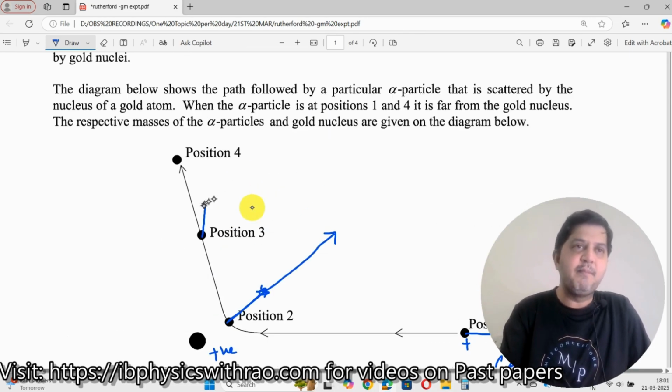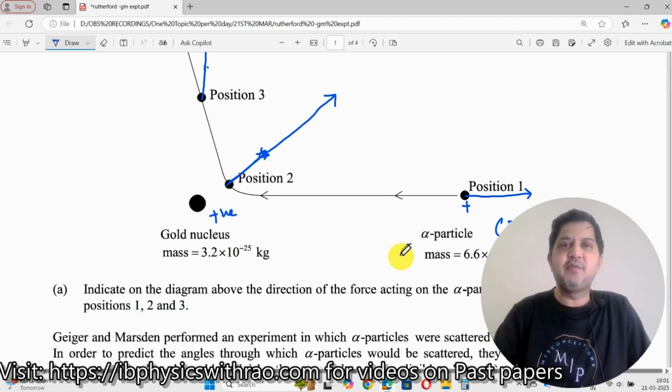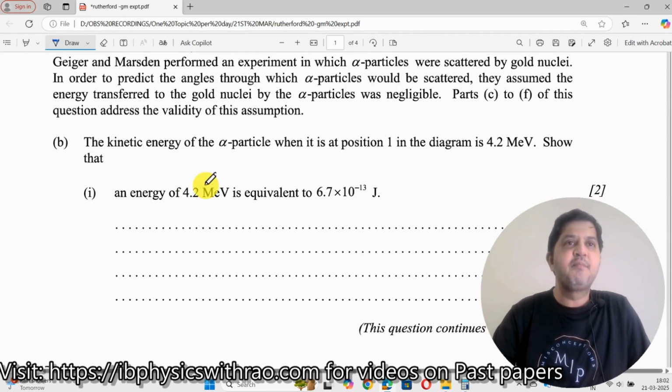So therefore, I will be able to write it a little bit bigger like this over here. Okay, or maybe I can extend it even until here. The first part only asks for finding the forces acting on the alpha particle at positions 1, 2 and 3. We have drawn this.